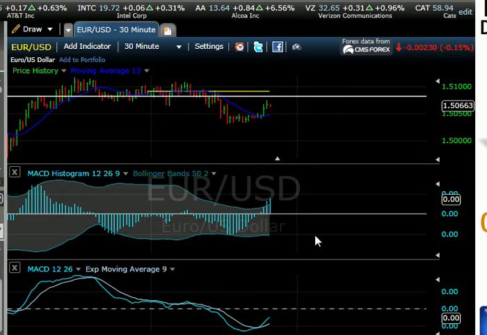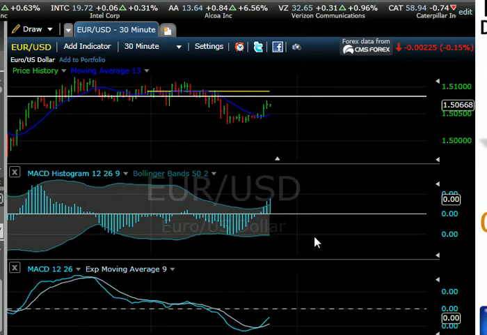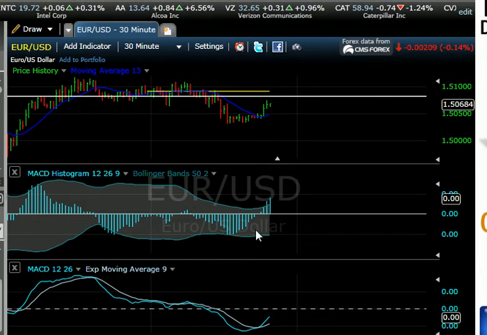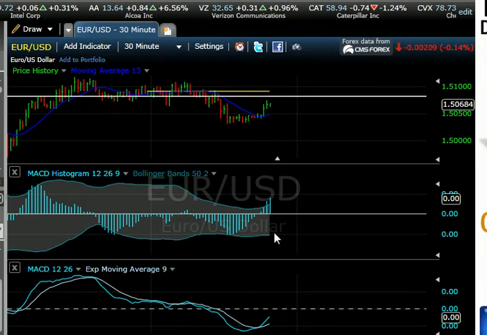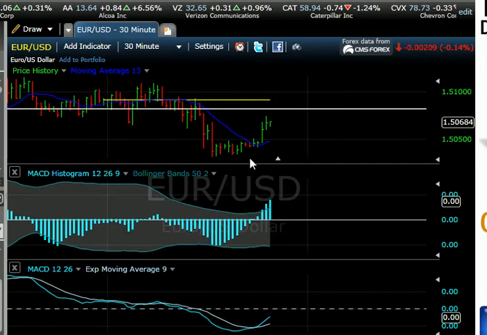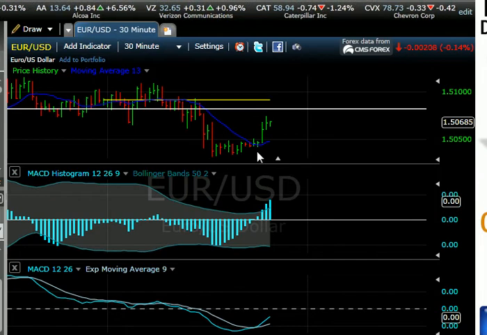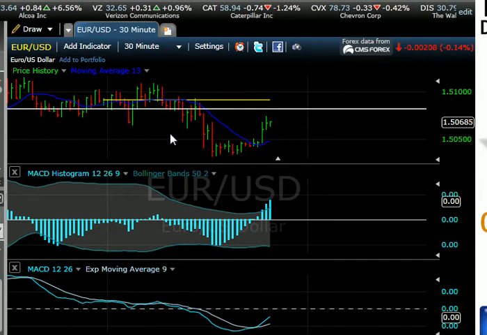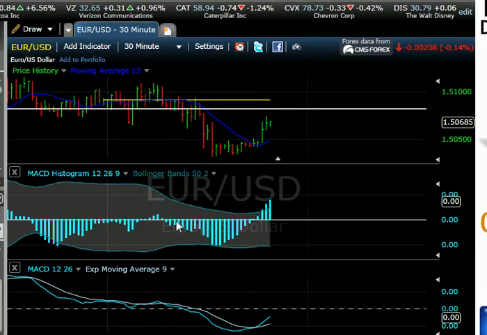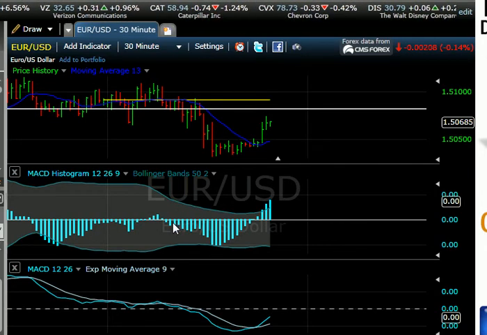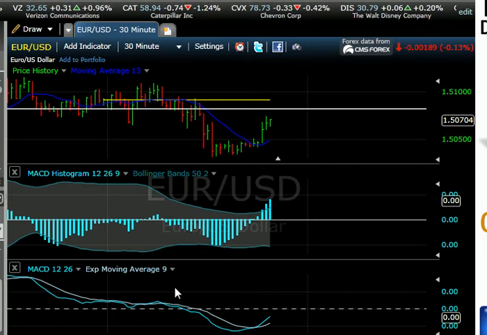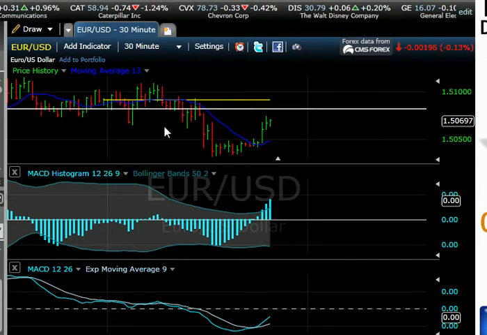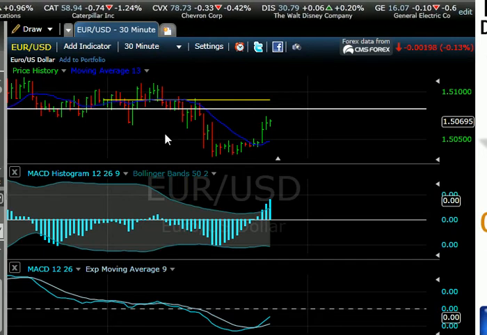And that's just a little idea as to how I use these tools. These are the three main tools that I use when I trade, especially on the Forex, because it gives me an idea of what's going on. And as you can see, if you study this chart and look at the MACD histogram and the MACD, they coincide with the moving average, the exponential moving average, the EMA.